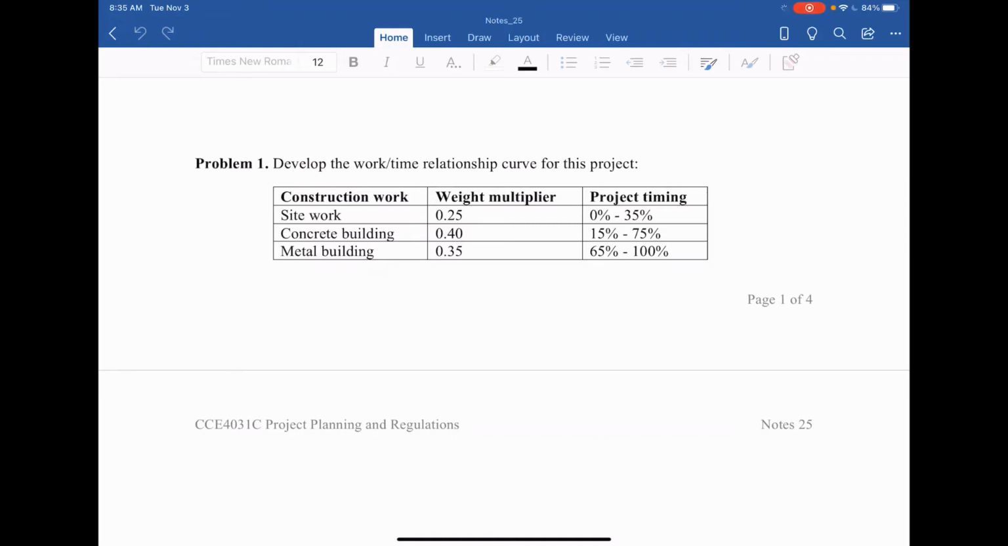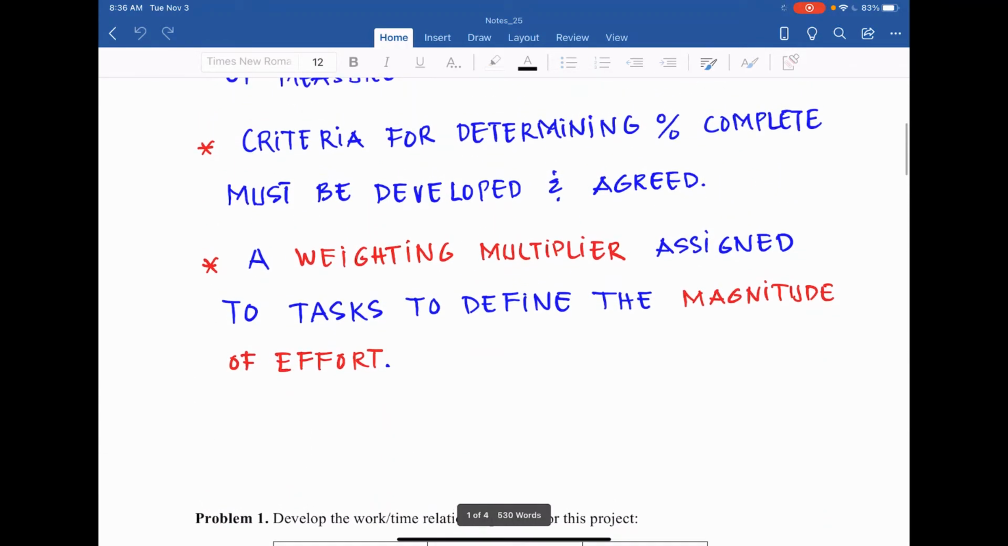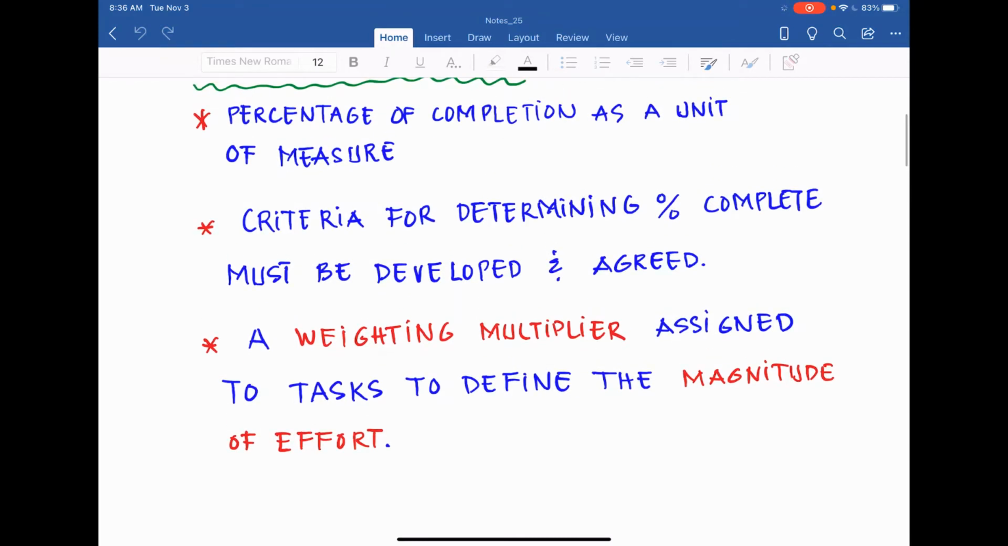Problem 1, develop the work time relationship curve for this project. There are 3 work items: site work, concrete building, and metal buildings, with the weight multiplier to define the magnitude of effort for each work, and also the project timing that is allocated for each of the 3 tasks. And this is the work time relationship we discussed in the first video of today's lessons.